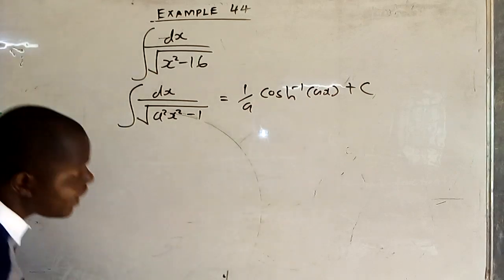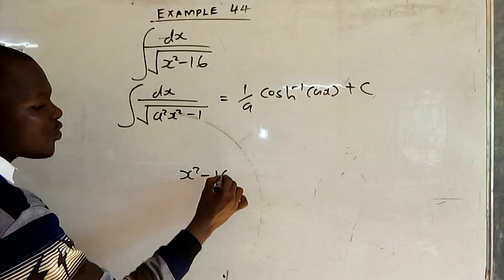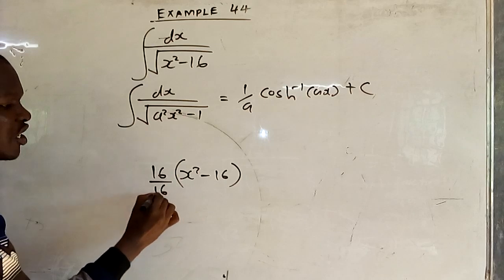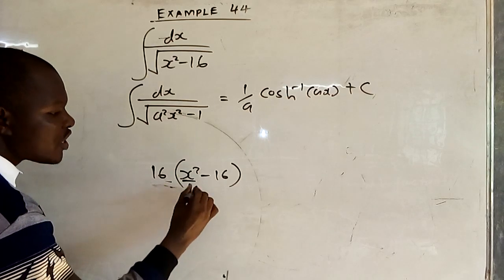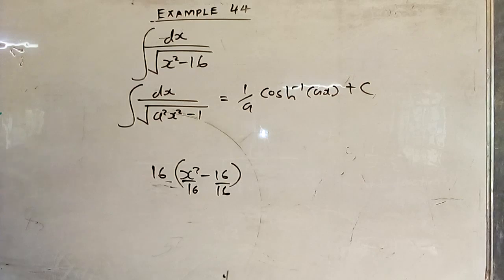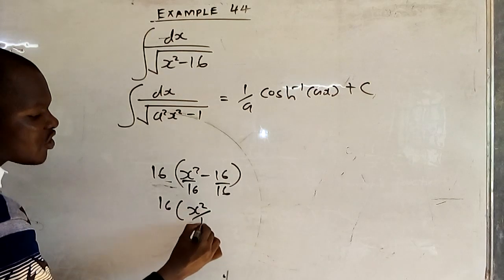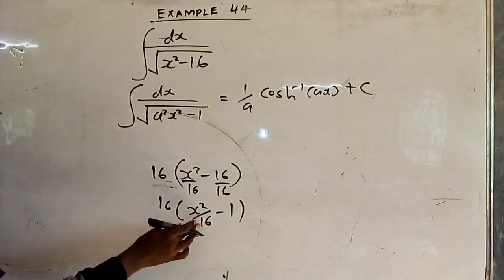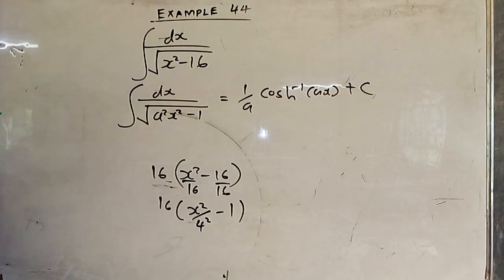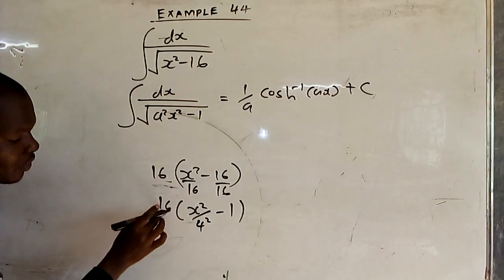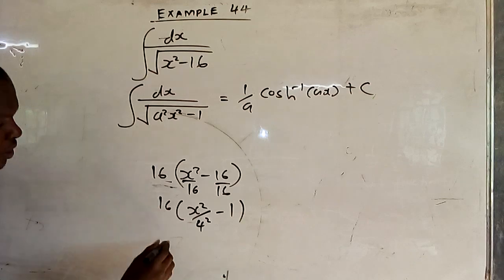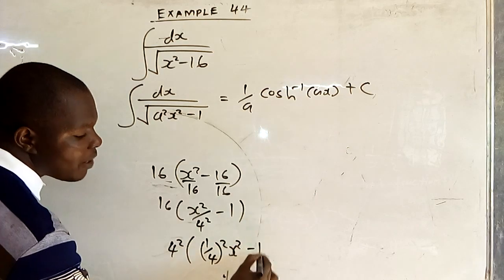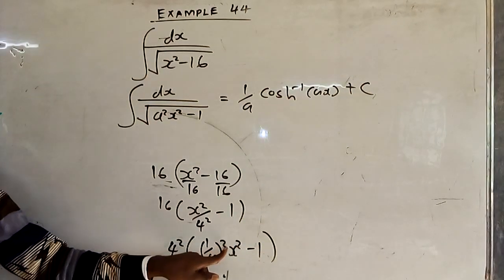Let me put it like this. I have x squared minus 16. If I want to remove this 16 outside, what I do, I put 16 over 16, isn't it? So this 16 is what goes inside over 16. So it means I have 16 into x squared over 16 minus 1. But 16, remember, is 4 squared. So what do I have? 4 squared into 1 over 4 squared x squared minus 1. So that is our a squared x squared.